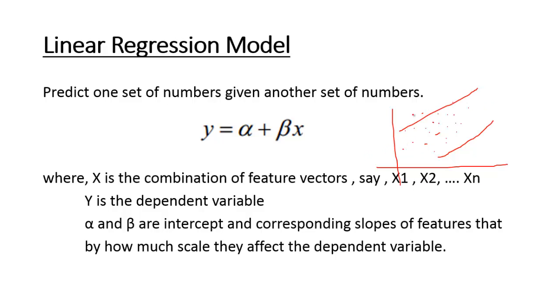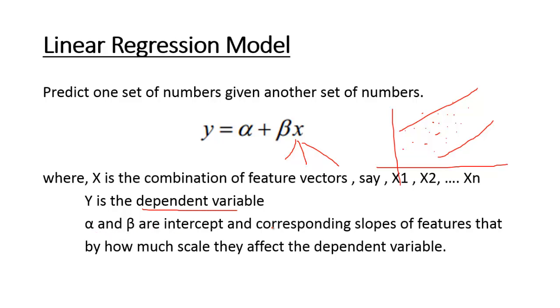So this whole depiction can be done using a single line, y is equal to alpha plus beta x. So x is like a feature vector here, and y is a predicted variable. x can consist of various features. I am here just signifying x as a single feature which actually has a group of features, say x1, x2 and xn, and y is a dependent variable here.